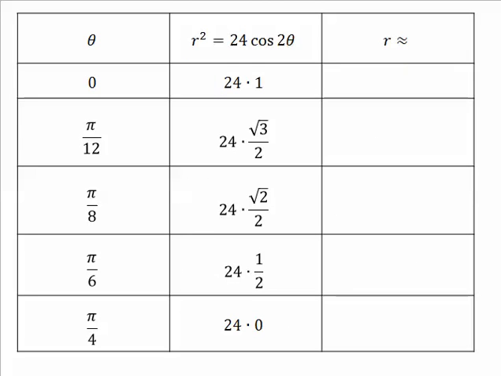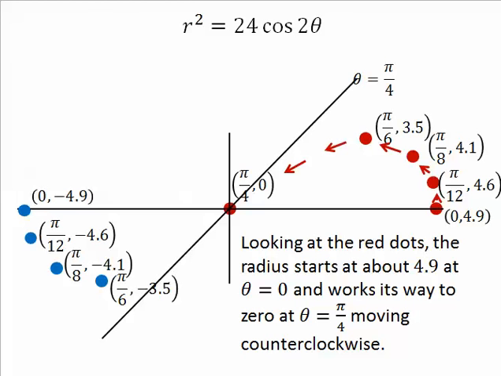So I evaluate r squared, and then r would be plus or minus the square root of that. Looking at the red dots, those are the positive radii. The radius starts at about 4.9, and that's where theta equals 0, and works its way to 0 when theta gets to pi over 4.